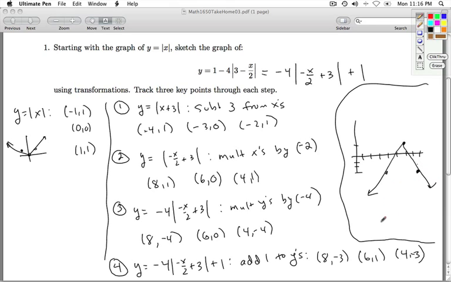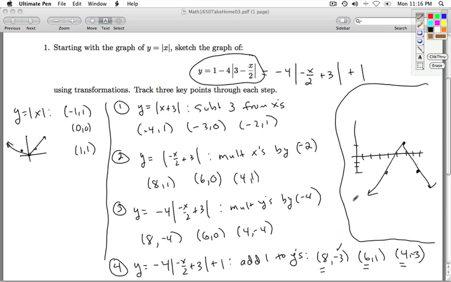And there's our answer. Now remember, the ultimate check for this is to take each of these x values and substitute them back into this equation and see that you get the corresponding y values back. For example, plug in the 8. 8 divided by 2 is 4. 3 minus 4 is negative 1. The absolute value of negative 1 is 1. 4 times 1 is 4. 1 minus 4 is negative 3.